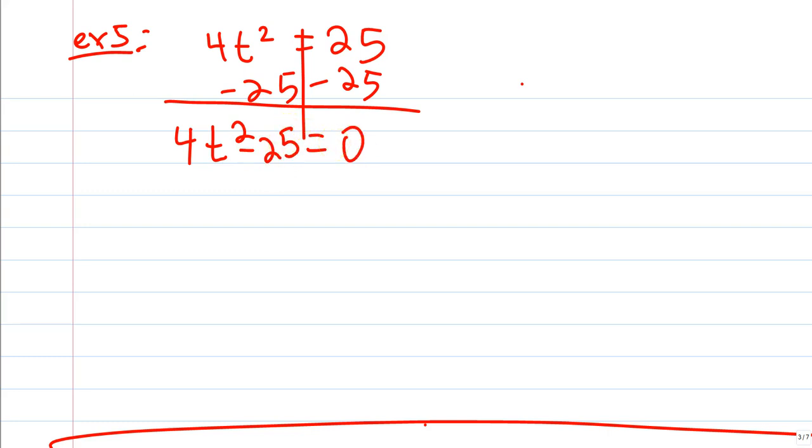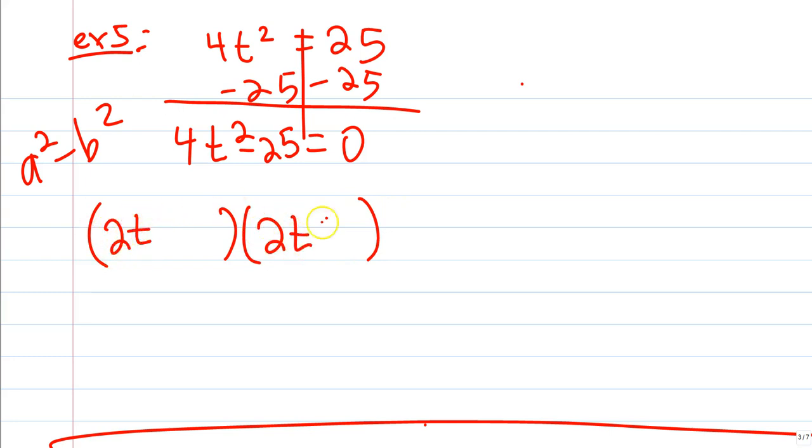Can this factor? Well, I hope we just got done with the section a couple sections ago of special products. This has two terms, so my notes tell me to look at binomials. This is a squared minus b squared. This is what times itself makes 4t squared. What times itself makes 25. But I need it to combine to make a 0 in the middle. So one of these 5's is positive and one of them is negative. So we have it set equal to 0.